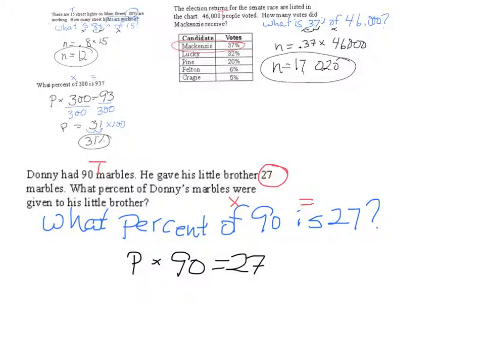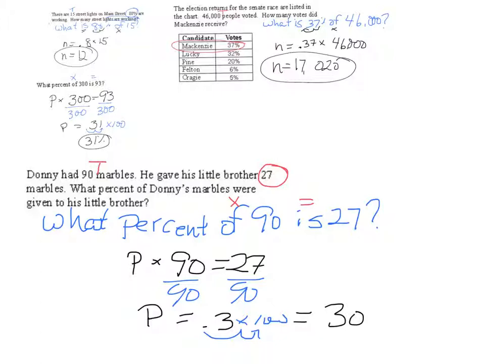So to solve, we're going to divide both sides by 90. And we get P equals 0.3, which again, they wanted to know what percent. They want a percent, not a decimal. So we have to take that times 100, which moves our decimal 2 places to the right. So we get 30%.